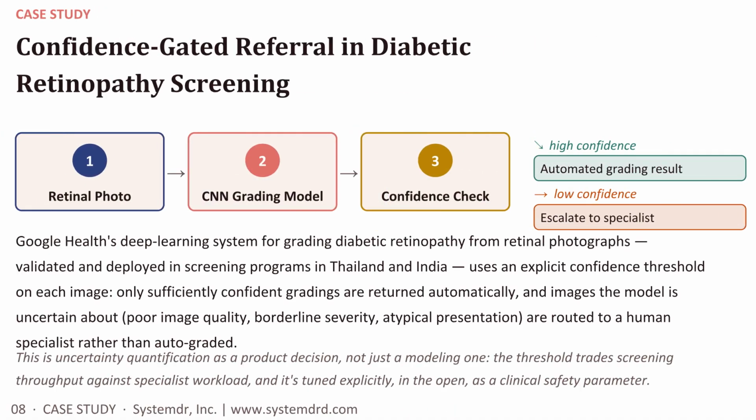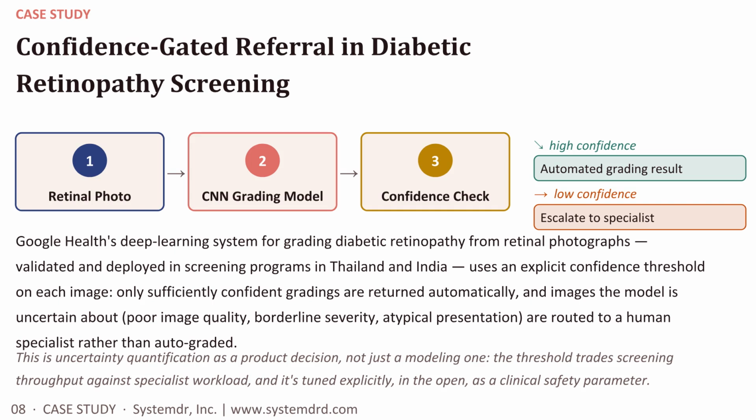Google Health's deep learning system for grading diabetic retinopathy from retinal photographs is one of the most thoroughly published examples of confidence-gated automation in medical AI, validated and deployed in real screening programs in Thailand and India. Here's the design choice that matters for us. The model doesn't just output a severity grade. It outputs a grade plus a confidence signal, and only images that clear a confidence bar get graded automatically. Images that don't clear that bar because of poor photo quality, borderline severity, or an unusual presentation get routed automatically to a human ophthalmologist rather than forced through automated grading.